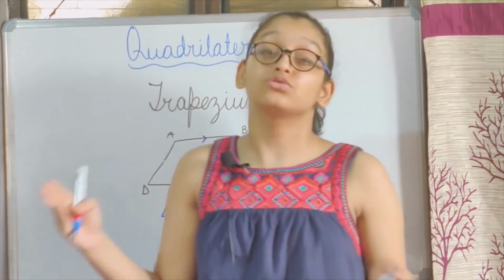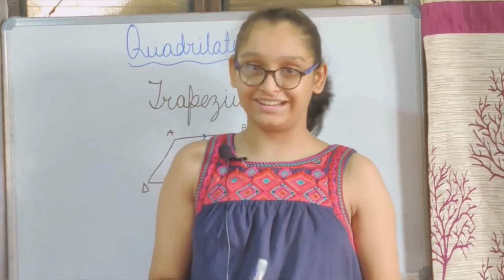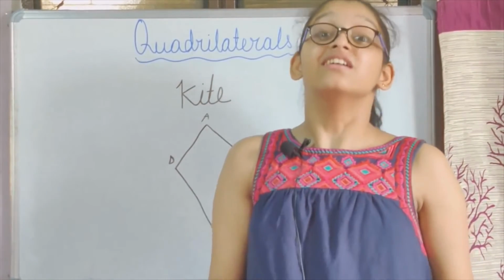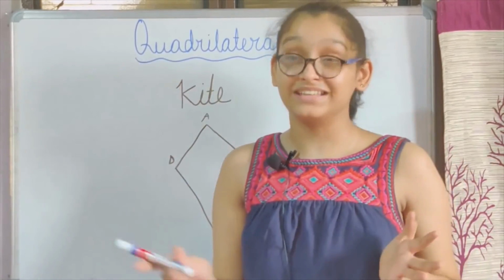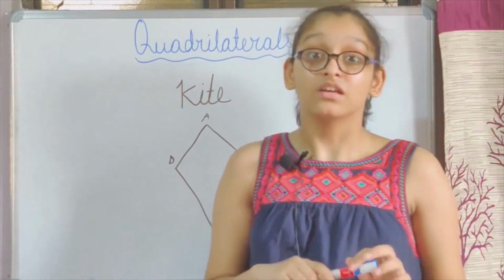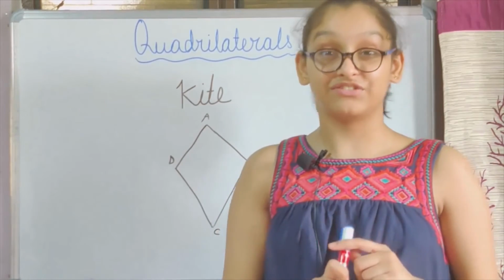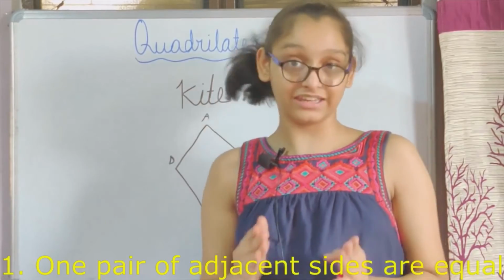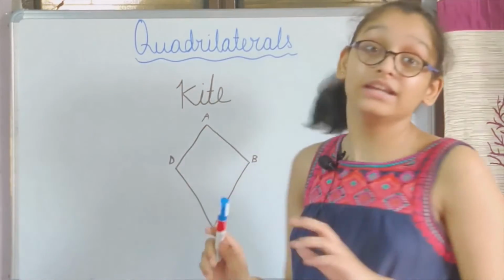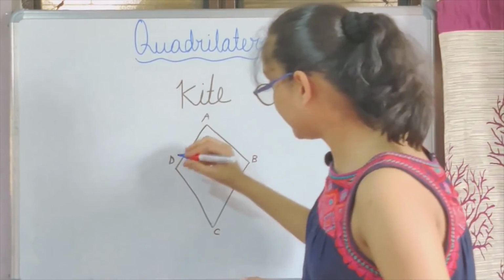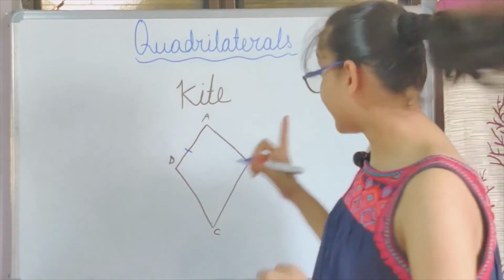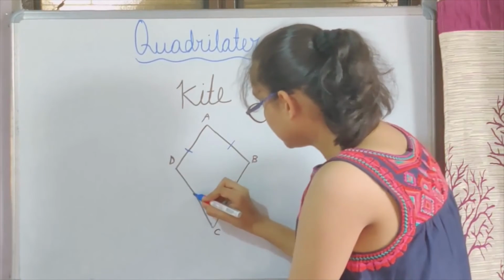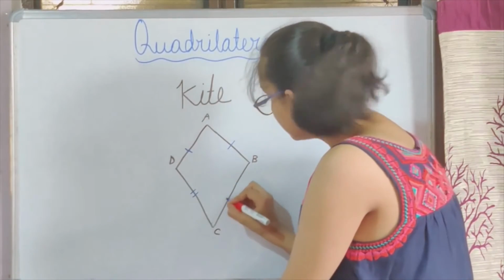Now let's come to the next quadrilateral, which is kite. So now let's start with the last quadrilateral. So let's start with the properties of kite. The first property of kite is that one pair of adjacent sides are equal. In this kite, side DA is equal to side BA and side CD is equal to side CB.